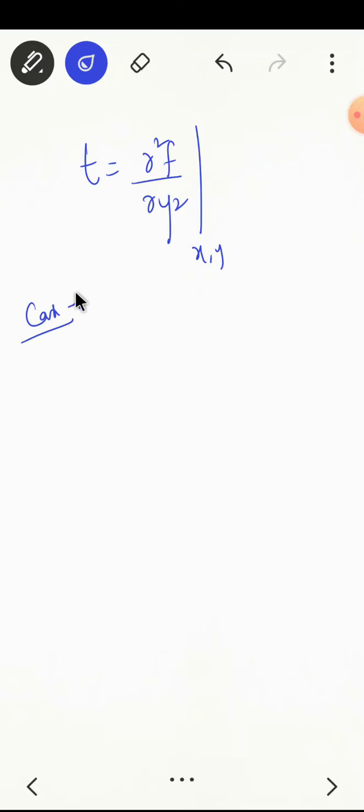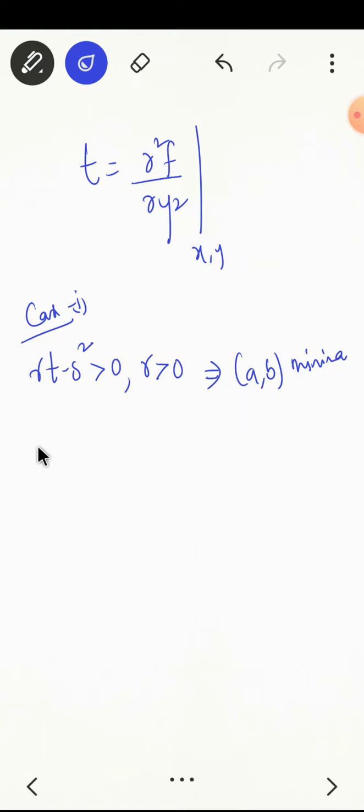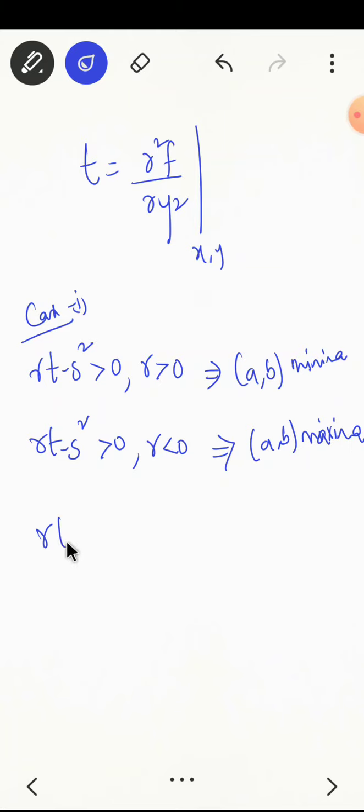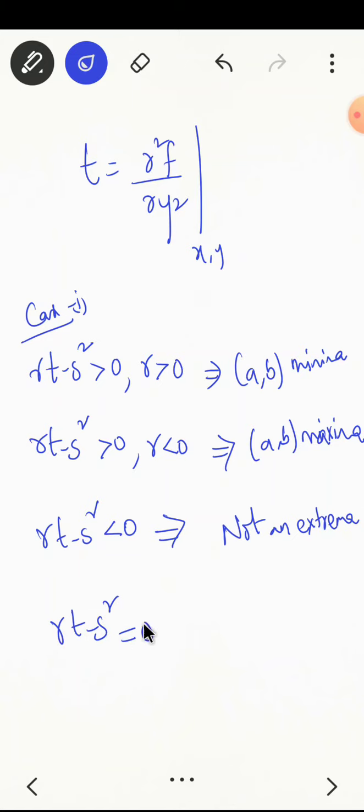Case 1: suppose you find rt minus s square is greater than 0 and r is also greater than 0, then a comma b is said to be minima. Suppose rt minus s square is greater than 0 and r is less than 0, then a comma b is said to be maxima. If rt minus s square is less than 0, then we call it not an extrema. If rt minus s square is 0, then further investigation is needed.